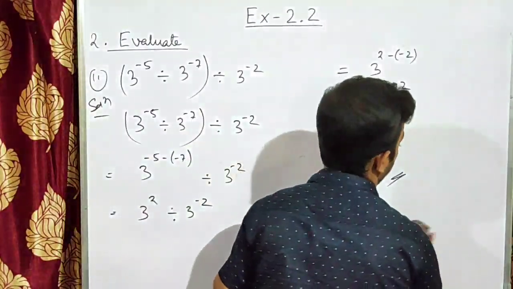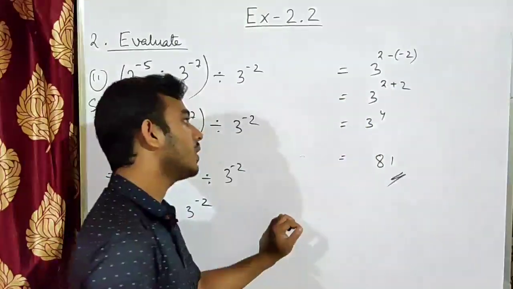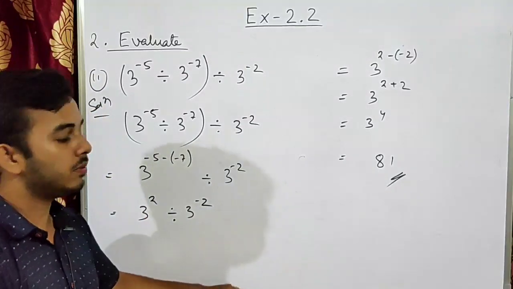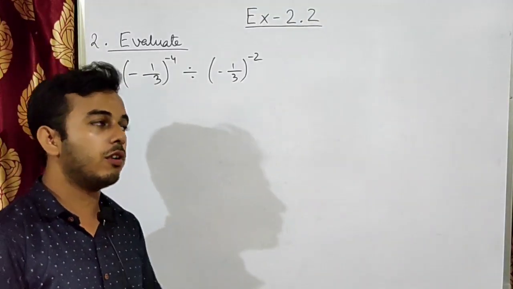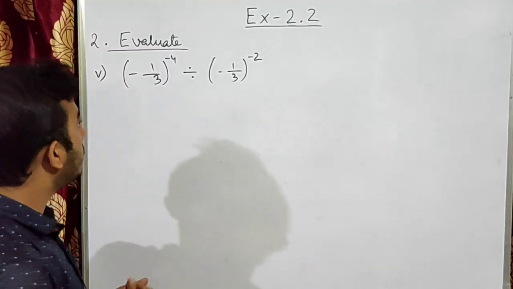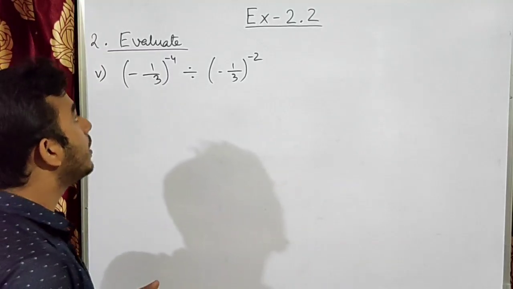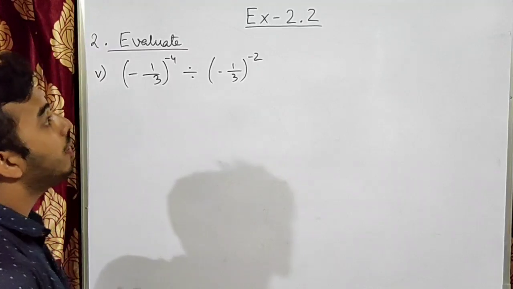Clear? Okay. I hope this is clear to you. Okay, now let's move to our next. Our next expression is (-1/3)^-4 divided by (-1/3)^-2.